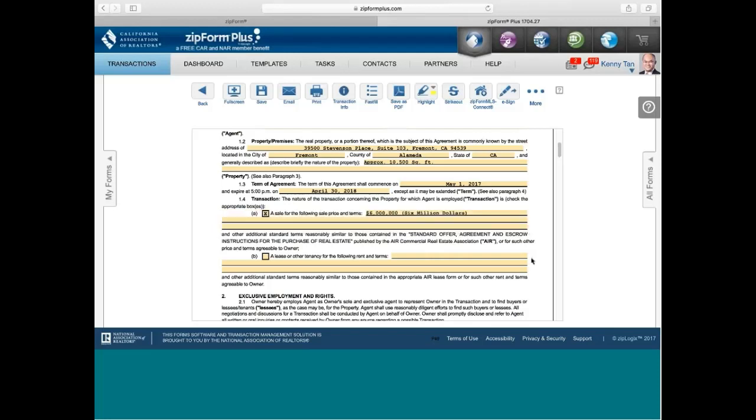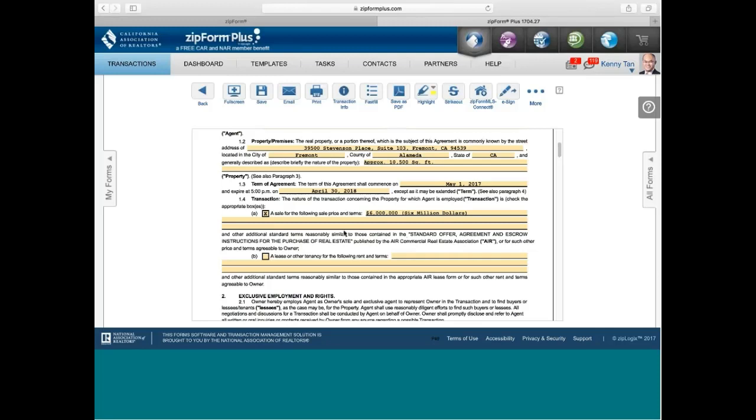Now, read this. It says, and other additional standard terms reasonably similar to those contained in the standard offer agreement and escrow instructions for the purchase of real estate published by the AIR. So in other words, if you decide to use the listing agreement using the AIR form, when you are about to prepare your offer, you should also use the AIR form for the offer and not switch to the CAR form, because now your listing agreement is based on an AIR form. So decide what form you want to use. If you want to use the AIR form, use the AIR form all the way through. If you want to use the CAR form, try to use the CAR form all the way through. Okay.